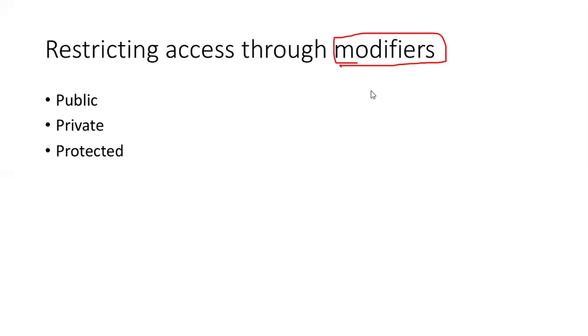In addition to this, there is also another one, which is the default access modifier. Default, as you know, is when you don't specify any modifier, then what should be the access restrictions on that particular variable. So let us look at them one by one: public, private, and protected. And also we'll look at default.